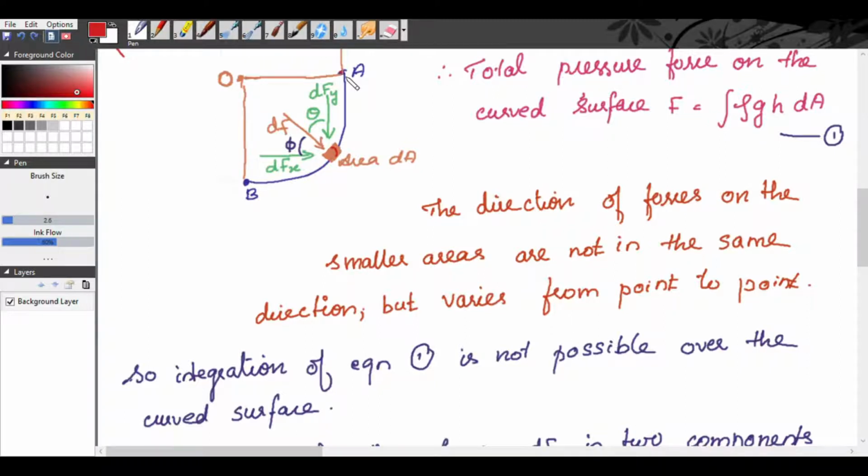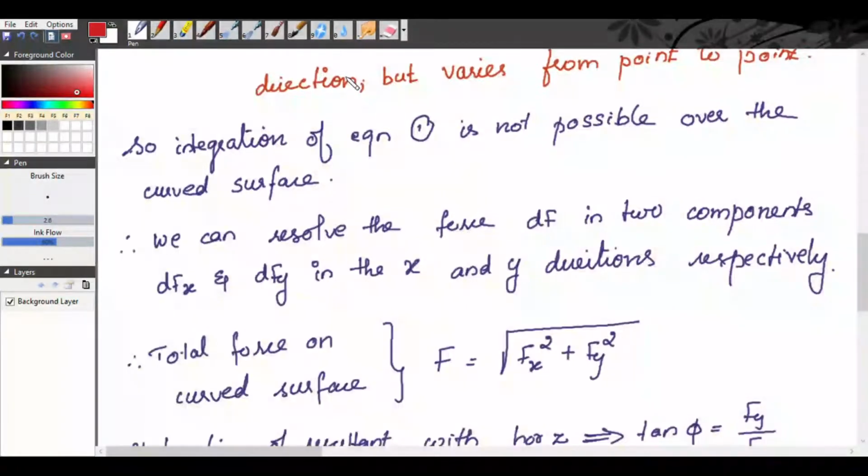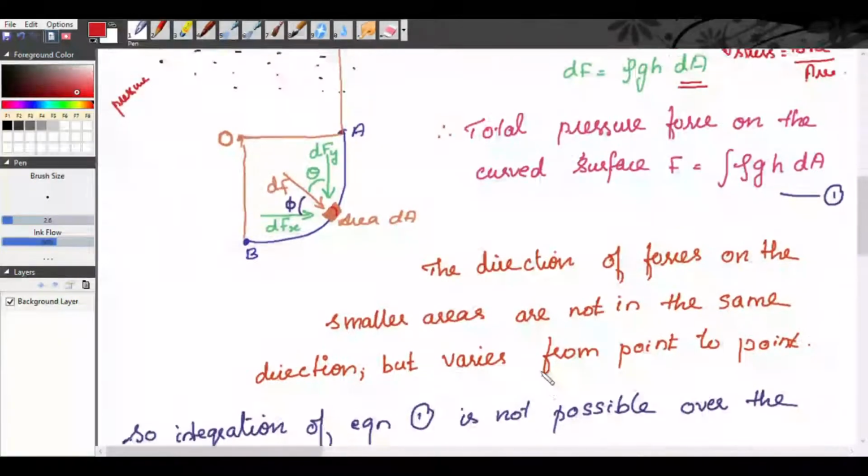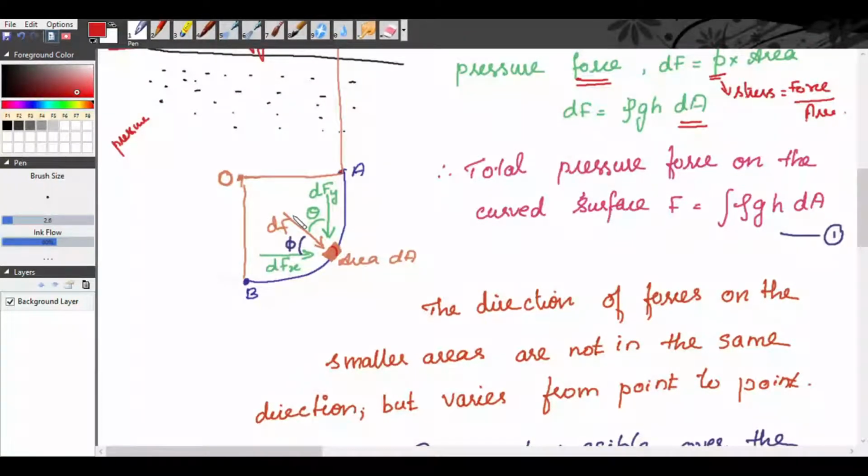Since the pressure varies from point to point, integration is not possible over the curved surface. Therefore, we can resolve the forces dF into two components, dFx in the x direction and dFy in the y direction. After resolving, the total force on the curved surface is F equal to the square root of Fx square plus Fy square.